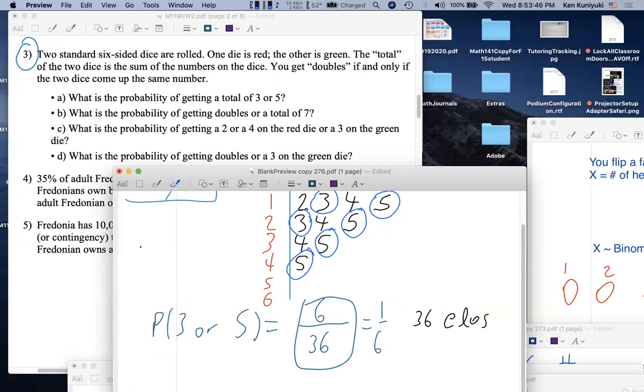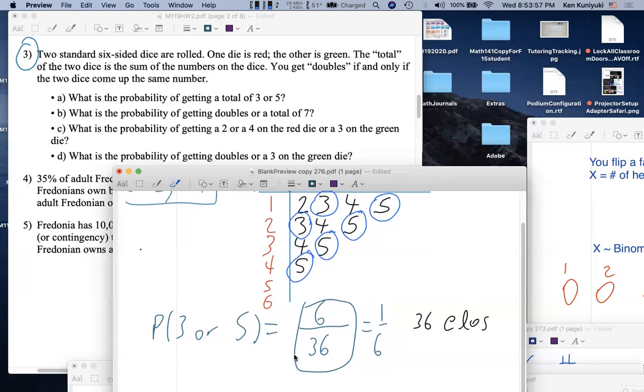For B, that's correct. Over the 36, right? 12 over 36. That's right. Yeah, don't forget to put over 36. Remember, your final answer is a probability.